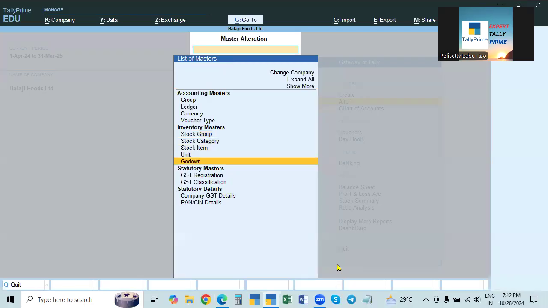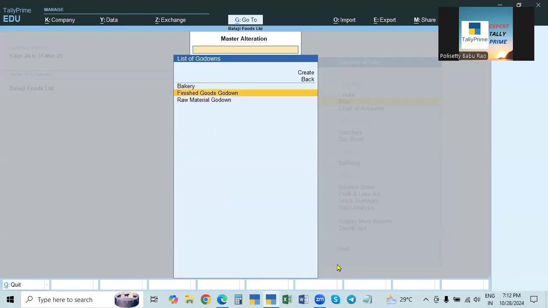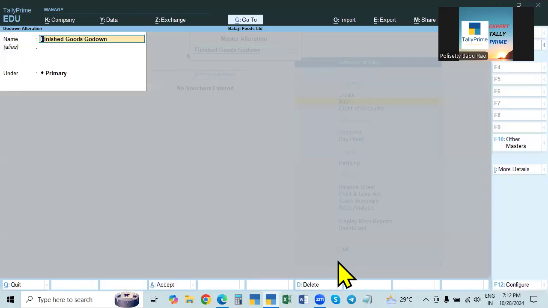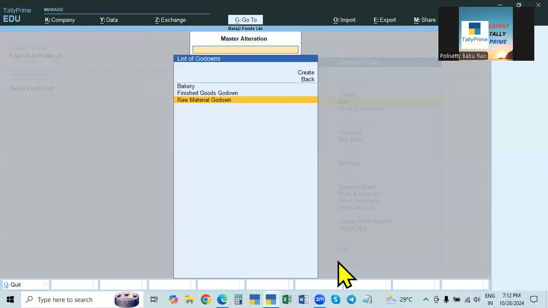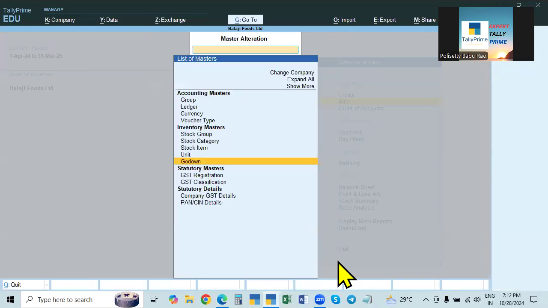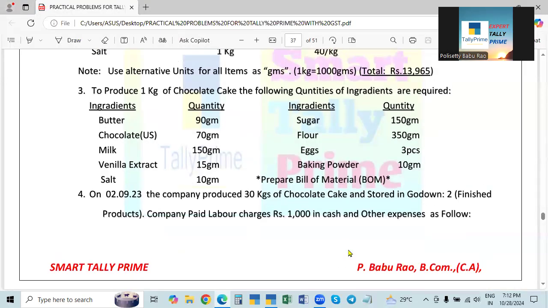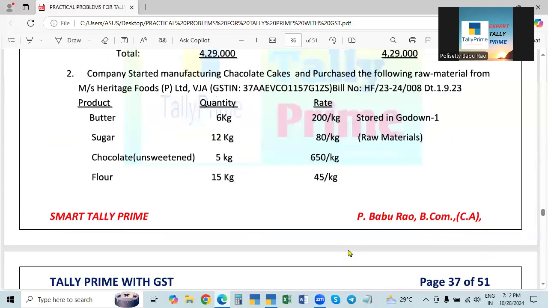We can create this later also. Godowns: I created the finished goods godown under primary. The raw material godown for what we purchase is another one, which we will take up later. Okay, now the godowns are created, and we require the units when we are creating.